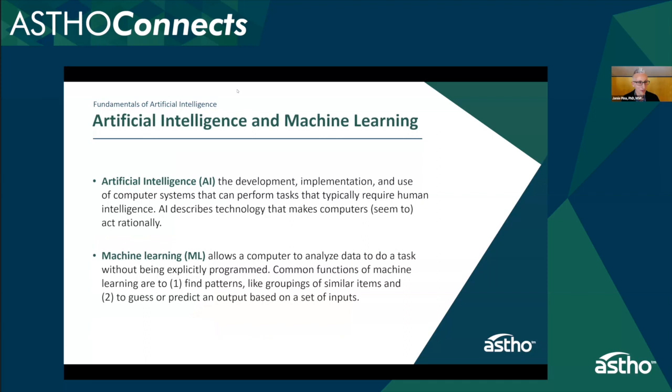So let's start with a couple of definitions. First of all, what is artificial intelligence? So artificial intelligence, or AI, refers to the development, implementation, and use of computer systems that can perform tasks that typically require human intelligence. AI describes technologies that make computers seem to act rationally. We'd also like to cover the topic of machine learning, or ML. Machine learning allows a computer to analyze data to do a task without being explicitly programmed. Common functions of machine learning are to find patterns, find groupings of similar items, and to guess or predict an output based on a set of inputs.